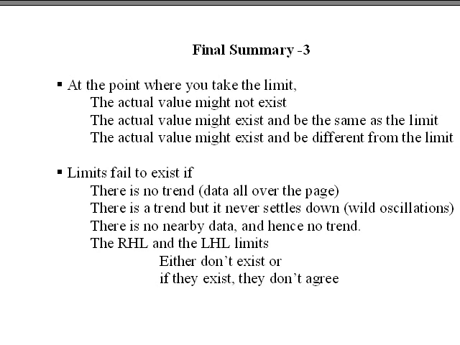Now at the point where you take the limit, the actual value might not exist. The value might exist and be the same as the limit. The value might exist and be different from the limit. All three are acceptable because limits and values are two different things. A limit fails to exist because there is no trend. The data or the function values are all over the page. Or for the second reason, there is a trend but it never settles down. That's wild oscillations. Or there is no nearby data and so you cannot pick out any trend. And the fourth reason is that the right and left-hand limits either don't exist or if they exist, they don't agree.